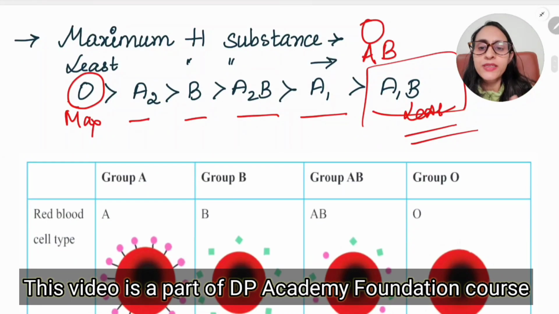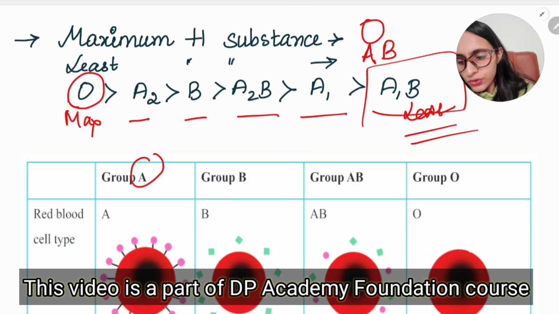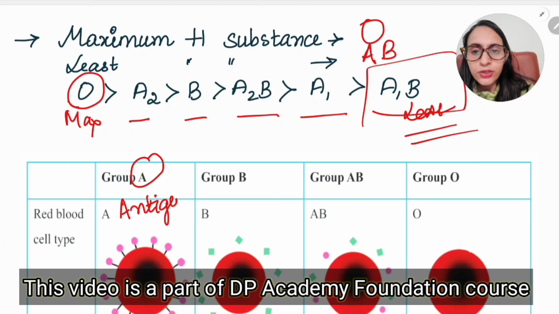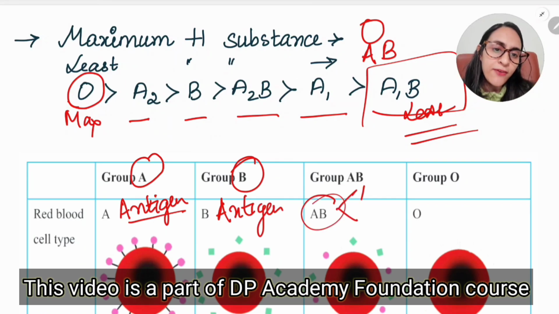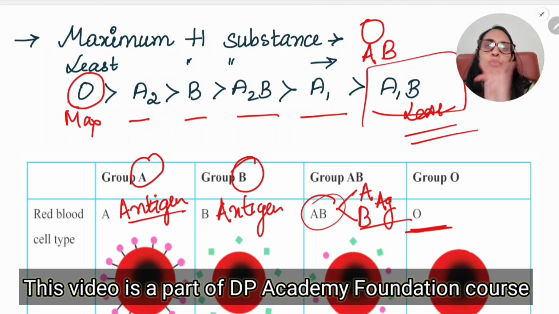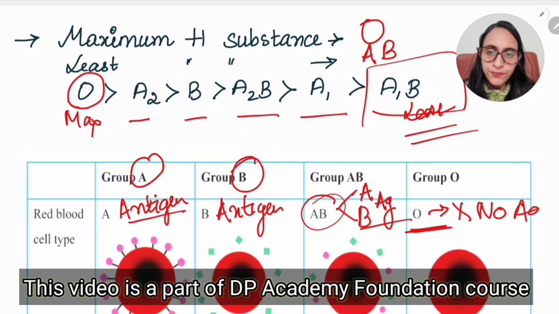Now coming to blood grouping system, very easy to remember. Whatever the blood group is, the same thing is going to be antigen. If it is A blood group, then it is going to have A antigen. If it is B blood group, it is going to have B antigen. If it is AB blood group, it is going to have both A as well as B antigens. If it is O blood group, O means 0. It is not going to have any antigen. O antigen means no antigen.